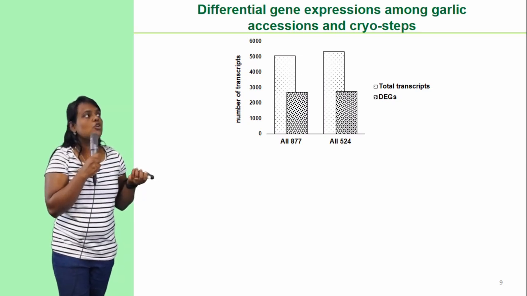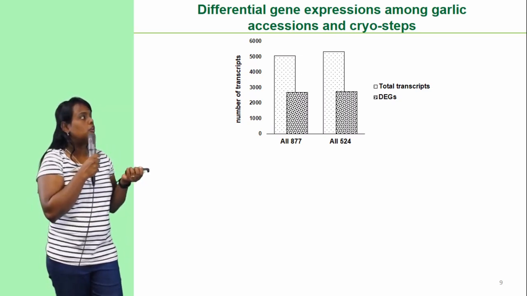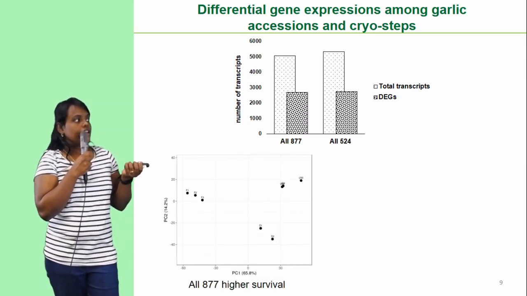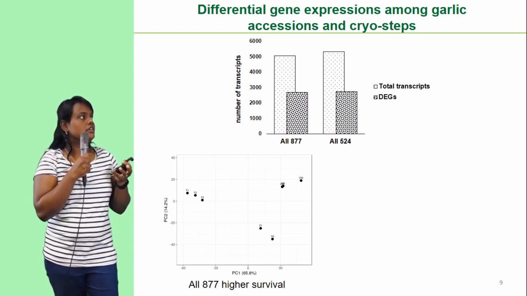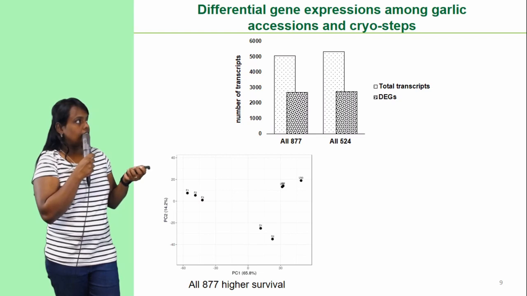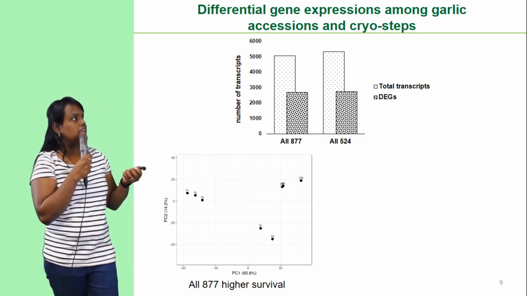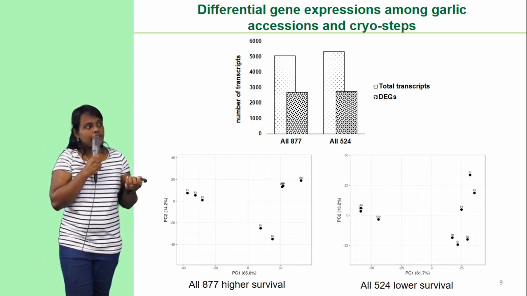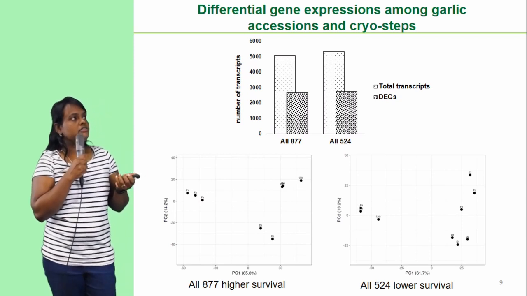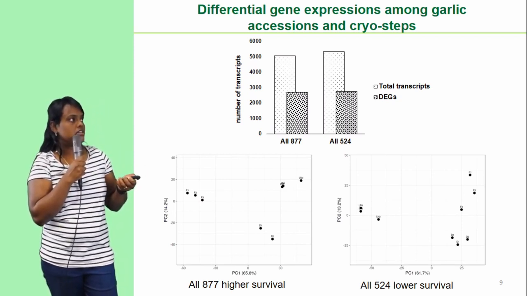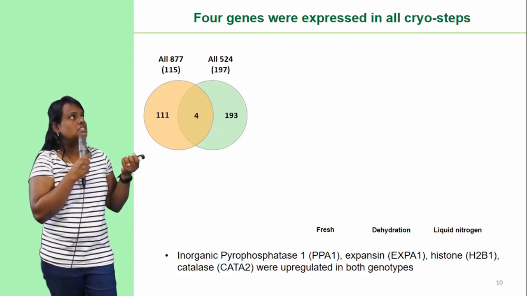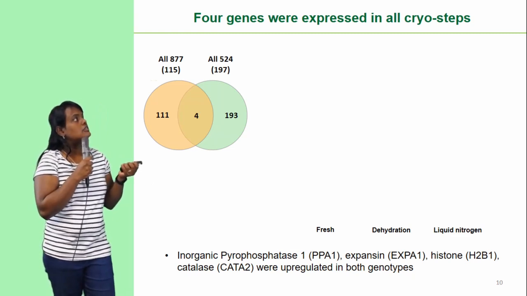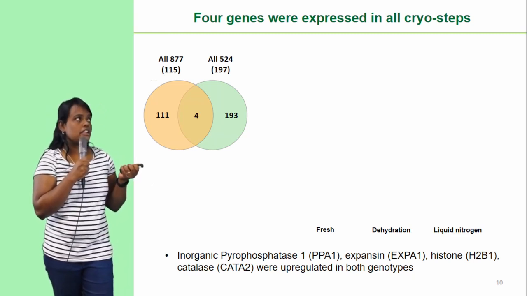Now let's see the principal component analysis of both genotypes across the three steps. Here we see the Allium 877 accession which showed the better survival. The treatments are well separated: fresh, dehydration and liquid nitrogen. And the principal component analysis for 524, which indicated lower survival, is also well separated by treatment. Now let's go to the genes which are expressed in all cryosteps. Allium 877 has around 111 genes which are differentially expressed.